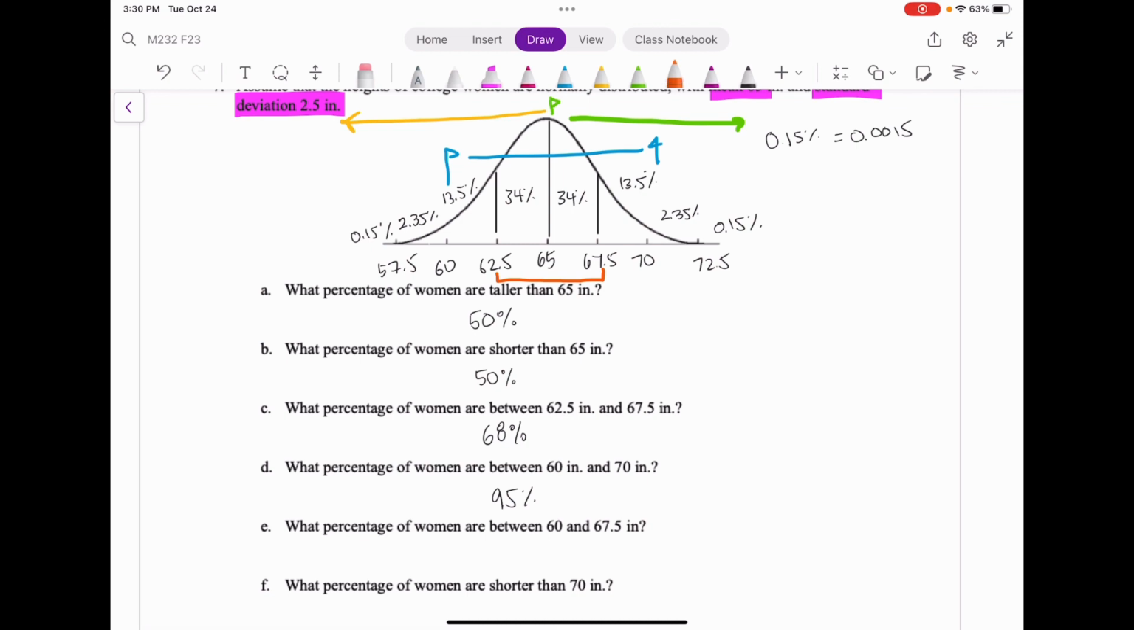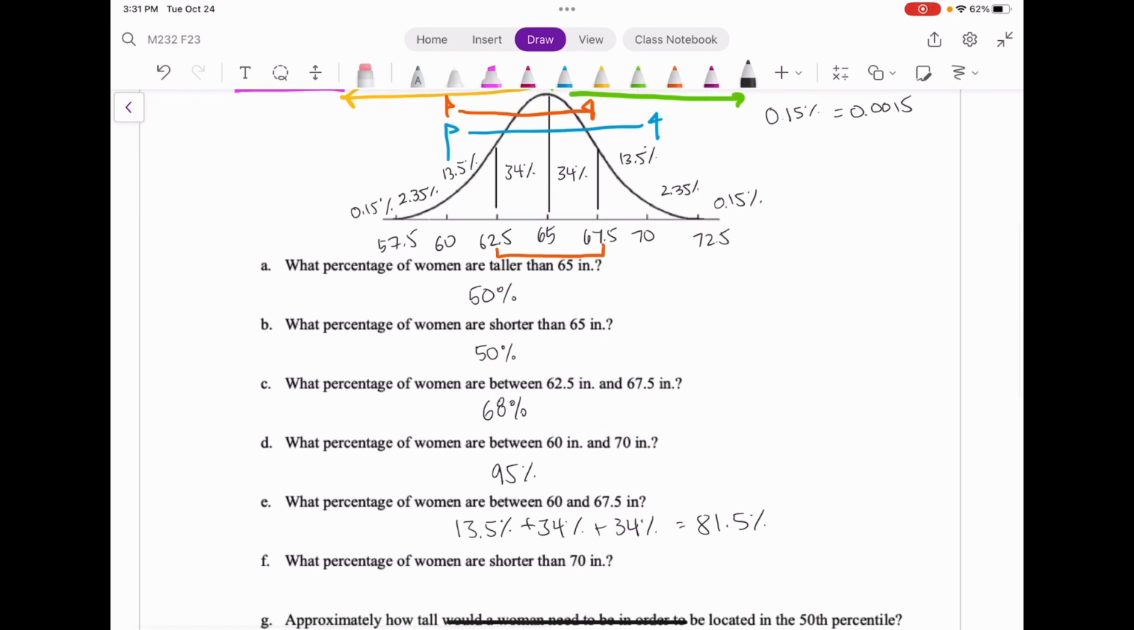And here is where we're getting to something different. 60 to 67.5, so that's not your standard range. That is 13.5% plus 34% plus 34%, which is 81.5%. The others are like your 1, 2, or 3 standard deviations. This one is a different range.